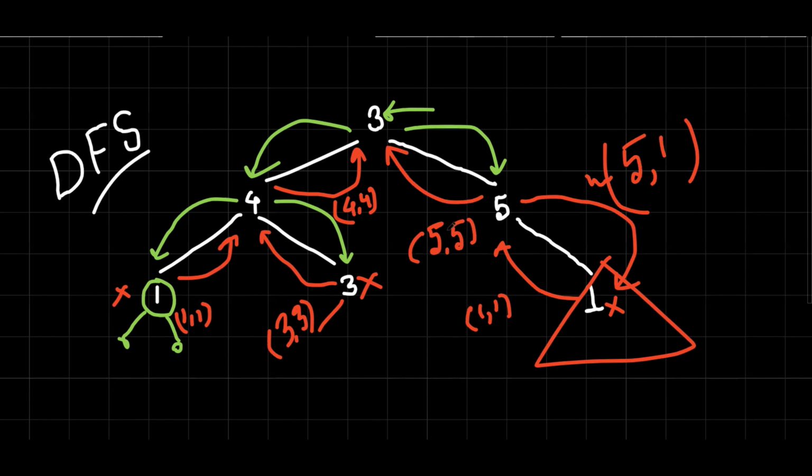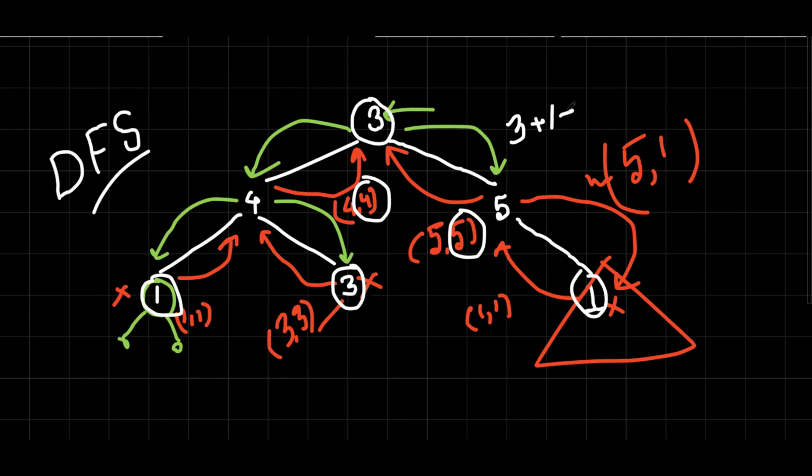Now I have two values, 4 and 5, coming from the left and right subtree of node 3. For node 3, I also have two choices. Either I can take it. If I take node 3, the summation will be 3 plus the value 1, which is 3 plus 1 plus 3 plus 1, which is 8.